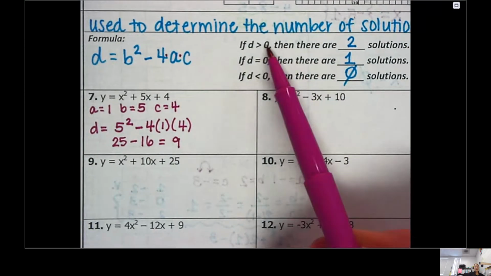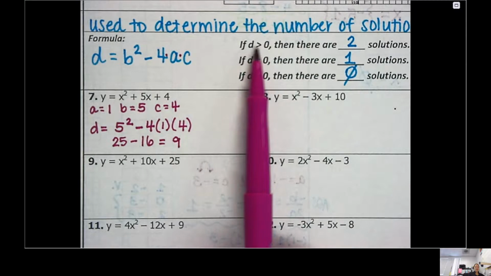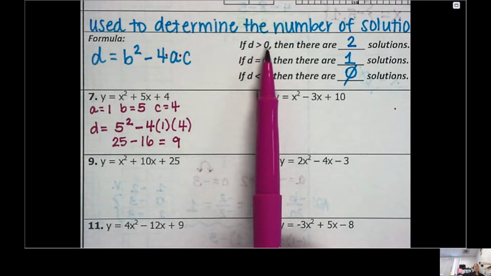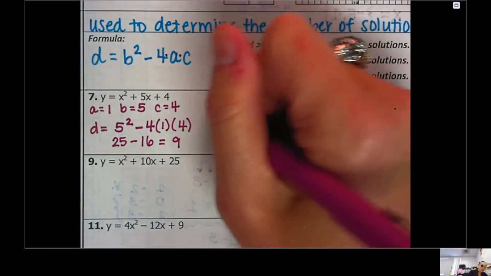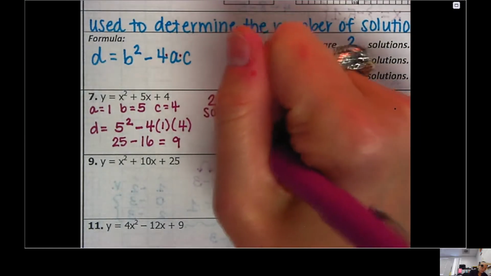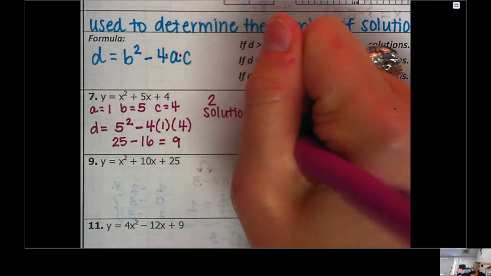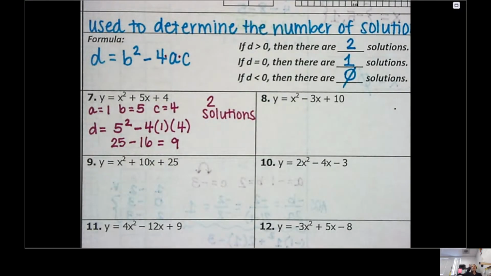Now, come back over here. Is 9 greater than 0? Yes. So how many solutions are there? 2. There are 2 solutions. So just put 2 solutions. Yep. So if I asked you to graph it, it would cross the x-axis twice.